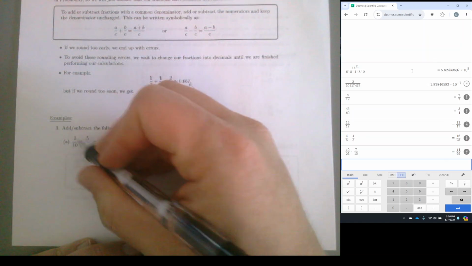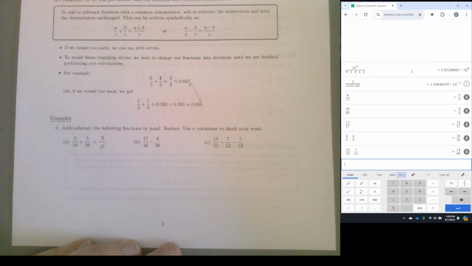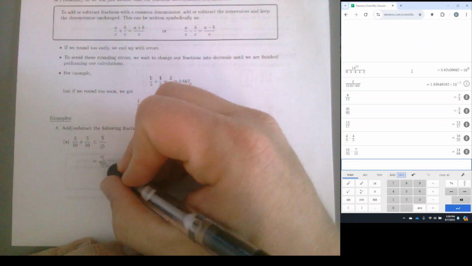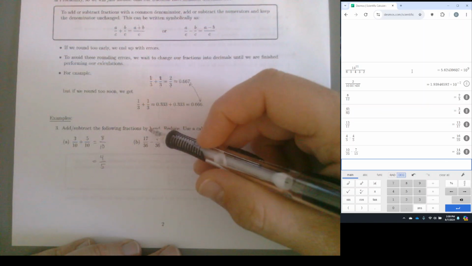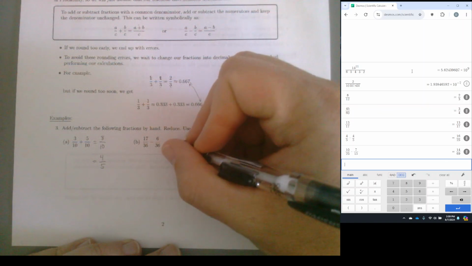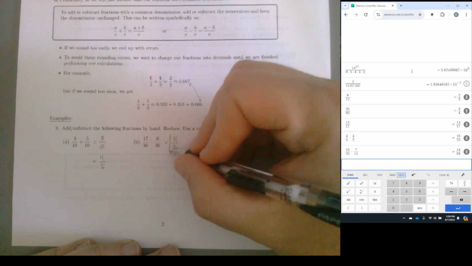So 3/10 plus 5/10, for example, would just be, well, 3 plus 5 is 8, so this would be 8/10. And if I want to reduce that, I notice that a 2 will go into both of those. So this whole thing reduces by 2 to 4/5. And you can check that with a calculator in Desmos. I'm not going to waste your time checking it. 17/36 minus 6/36 would just be 11/36. And that one does not reduce. That's as far as it goes.